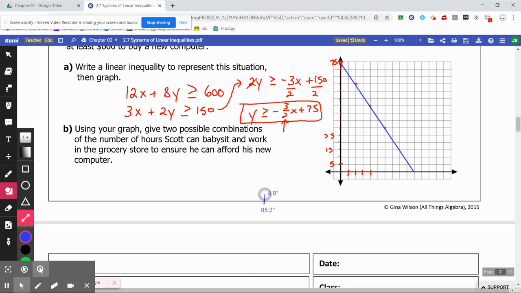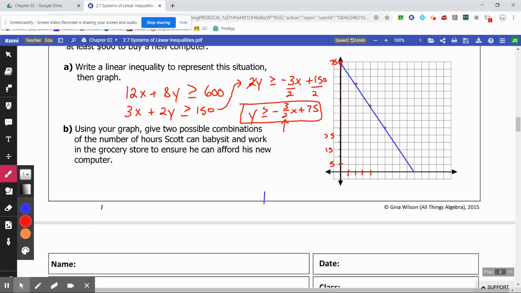Okay, there we have the line. Since this is greater than or equal to, though, let me change back to my other one. Since we have greater than or equal to, that means I'm going to shade above the line. So that means at any point on this side, and that makes sense because he wants to make more than this amount of money. So that'd be above the line.